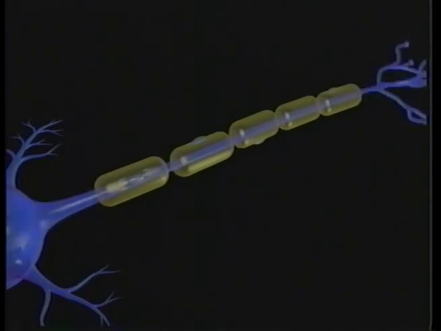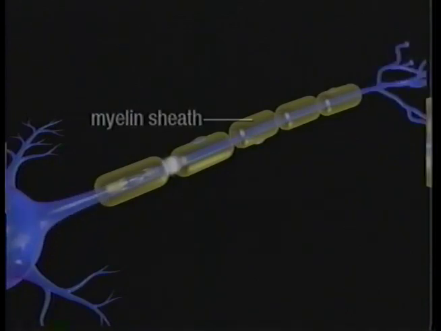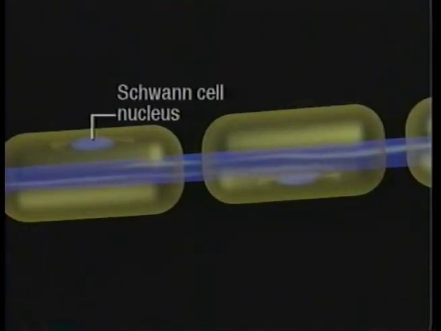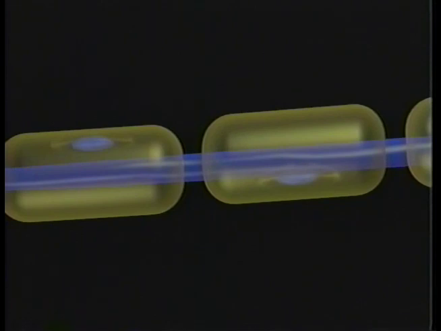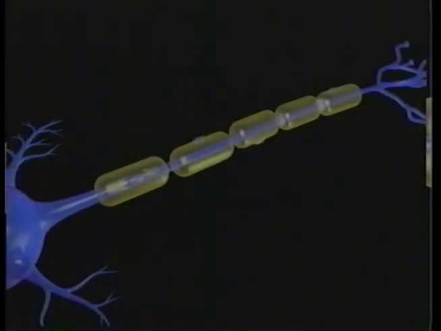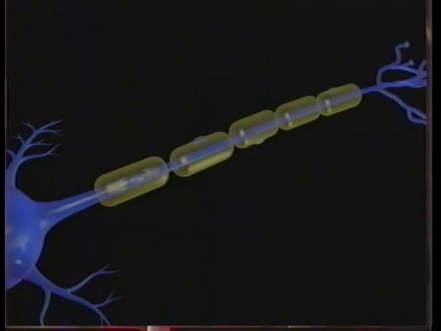Saltatory propagation occurs along axons that have myelin sheaths. In the peripheral nervous system, these myelin sheaths are formed by Schwann cells. The myelin acts as an electrical insulator, allowing ions to move across the cell membrane only at the gaps or nodes between adjacent Schwann cells. Therefore, action potentials rapidly travel from node to node.